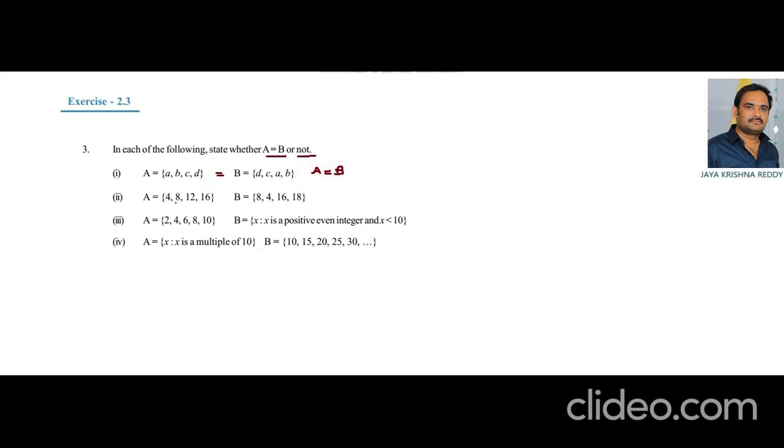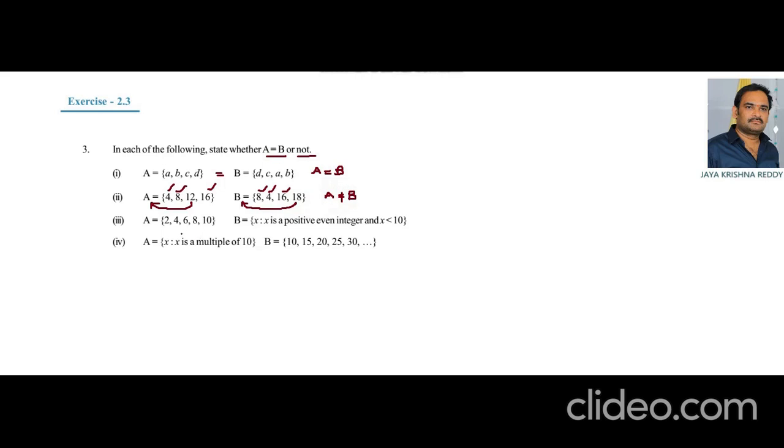And for the second question, A has 4, 8, 12, 16, and B has 8, 4, 16, and 18. So the elements are not the same. 8 is there in both the sets. 4 is also there in both the sets. 16 is also there in both the sets. But 12 belongs to set A only and 18 belongs to set B only. So these two sets are not equal.